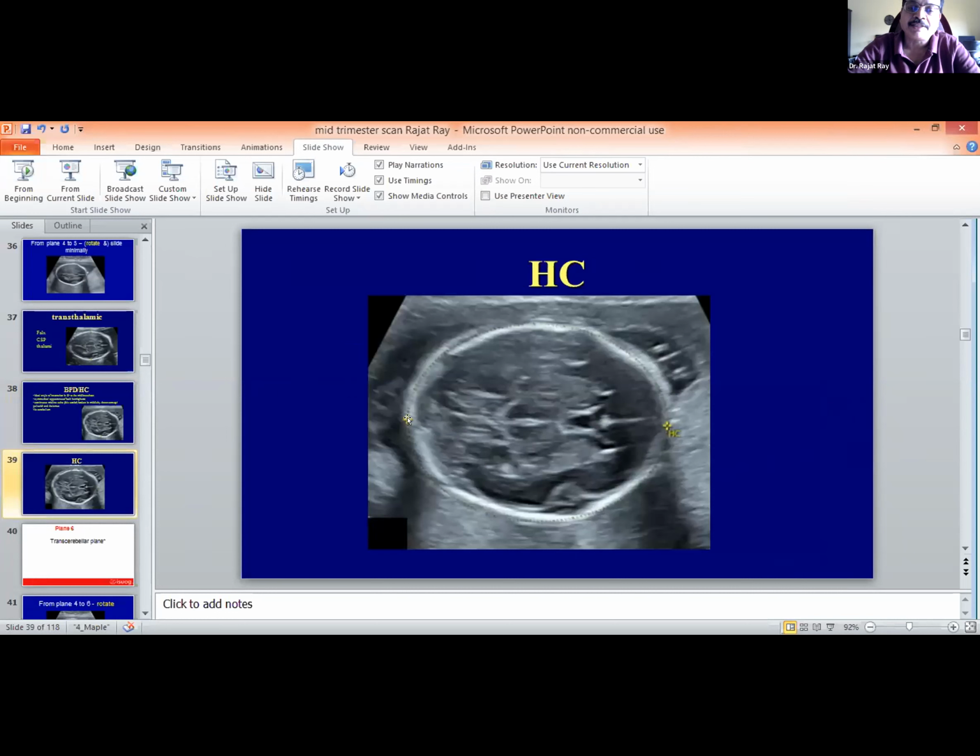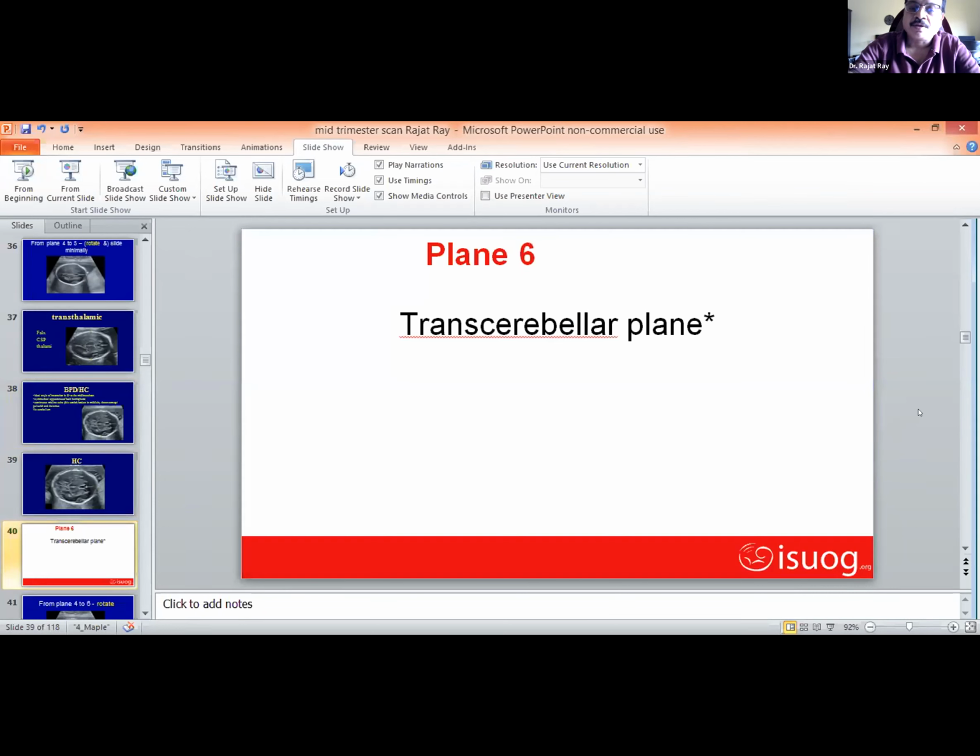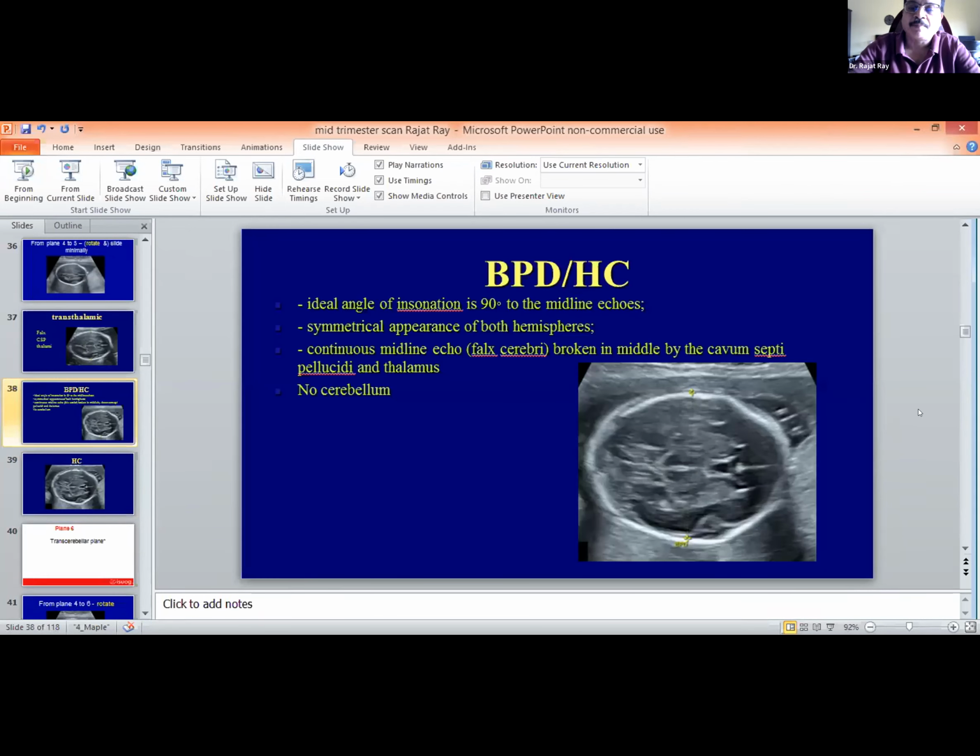When we are measuring the head circumference, we are taking the total outer circumference of the bony area. Whereas when we are measuring the BPD, we are measuring from the outer of the near calvarium to the inner of the further calvarium.